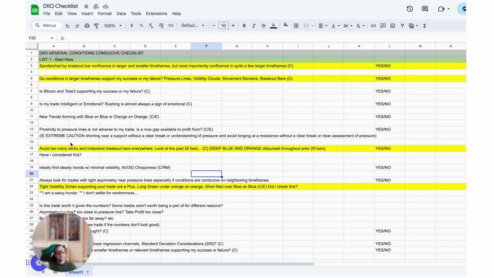Then it gets supported by a breakout bar, right? We start to see that yellow and orange. And so it's nice to be in a green volatility cloud transition supported by a yellow forming or an orange flashing breakout bar. And then even more confluence comes when we start to see the movement monitor turn green and/or simply turn orange, which happens in moments of extreme bullish volatility.